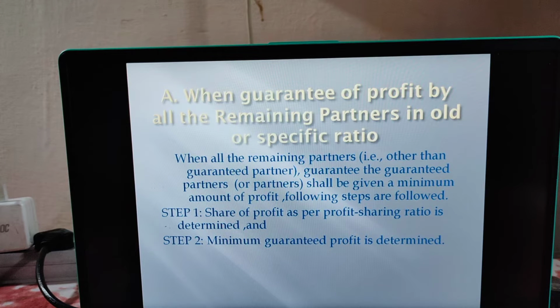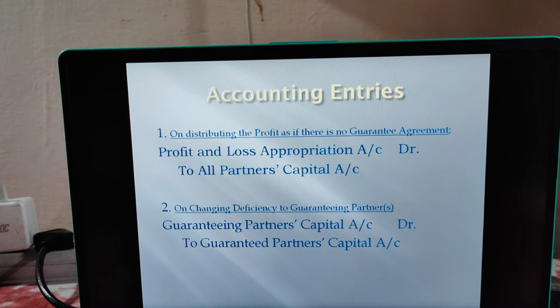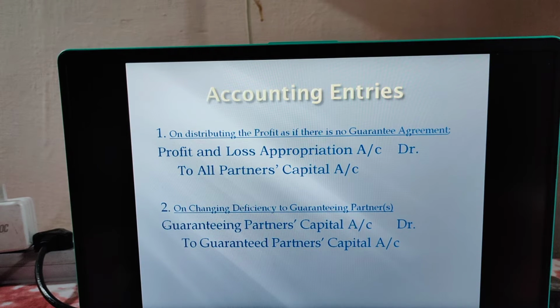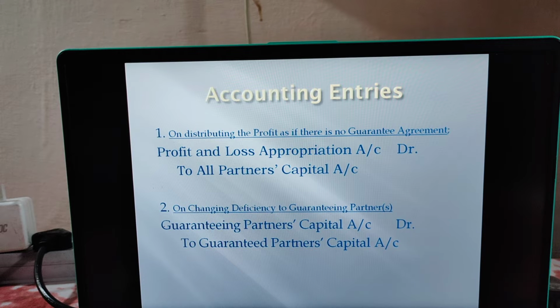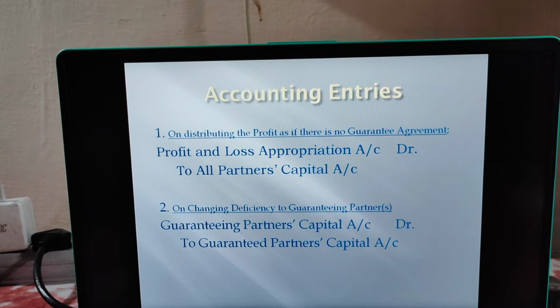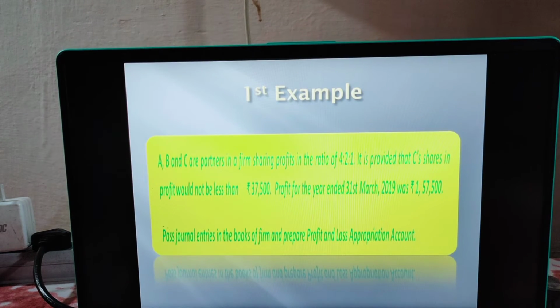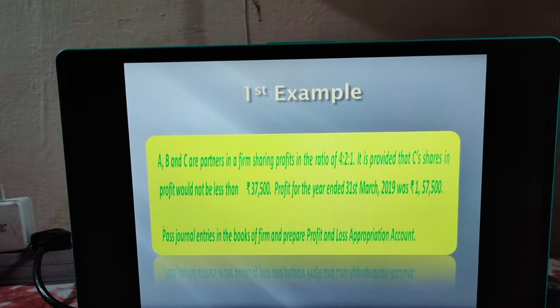Now to understand this case, I have one example. Let's go through the example. Before going to the example, we have an accounting entry. On distributing profit, if there is no guarantee agreement, we generally distribute profit through the profit and loss appropriation account, debiting all partners' capital accounts. Now on charging the deficiency to the guaranteeing partner, in the case of guarantee, the guaranteeing partner's capital account is debited and the guaranteed partner's capital account is credited. Okay, now we are moving toward the example.